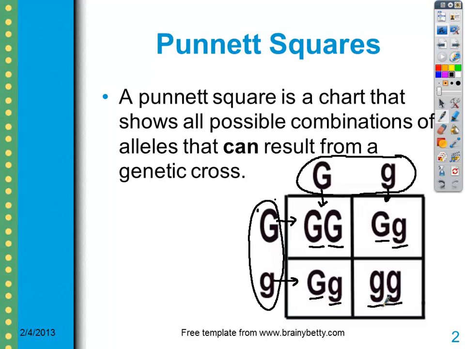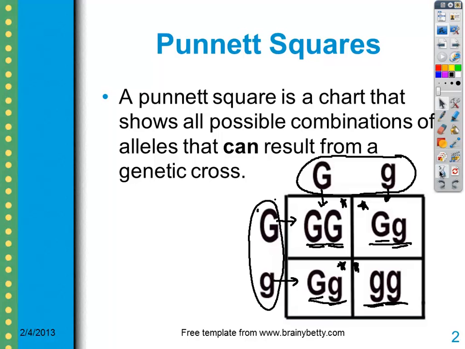So, these are the possible combinations that the offspring of parents with the genetic crosses listed on the top and the side could have. Their offspring could possibly be big G, big G; big G, little g; big G, little g; or little g, little g. I think this will make more sense to you as we look at some more examples.